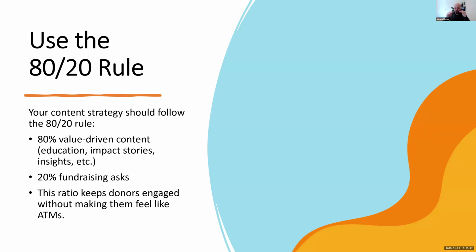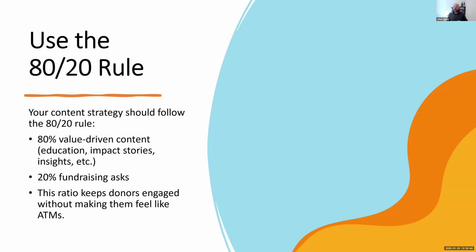First, and these get more specific as they go. First, I would say you need to use the 80-20 rule. All of your content that you're sending out, and I think you should be sending out quite a lot of content. Content is still king in the world of marketing and fundraising. It should follow this 80-20 rule. 80% of it needs to be deep content that drives value for your audience, education, impact stories, thought leadership pieces. And only 20% of that should be fundraising asks.